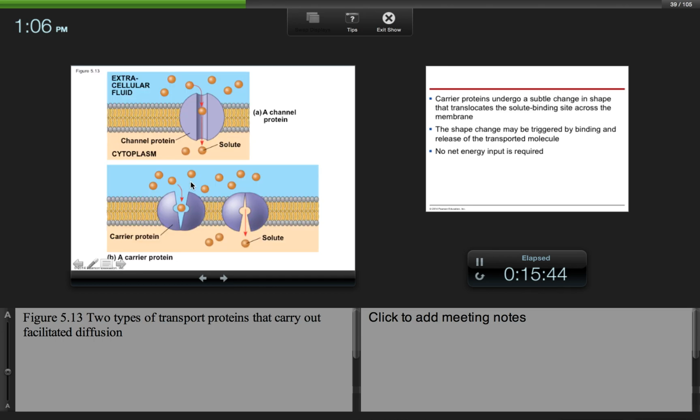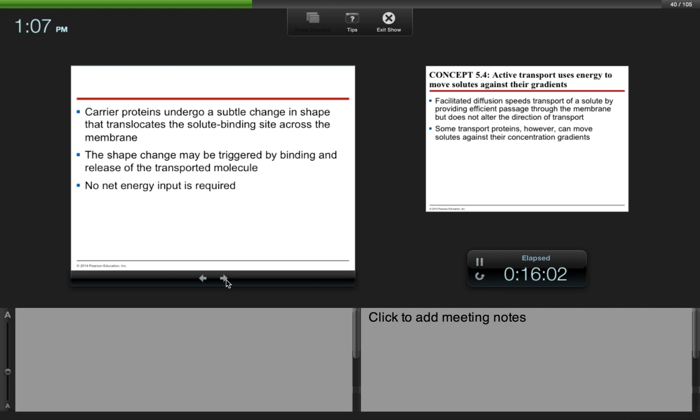So here's a channel protein. Now, even though proteins are involved, it's still passive transport, still high to low concentration. Carrier proteins change shape. These are found, for example, within your nervous system, your sodium-potassium pump. Carrier proteins undergo a subtle change in shape that translocates the solute binding site across the membrane. The shape change may be triggered by binding and release of the transported molecule. And again, because this is passive transport, no energy is required for facilitated diffusion, right, Lucy?